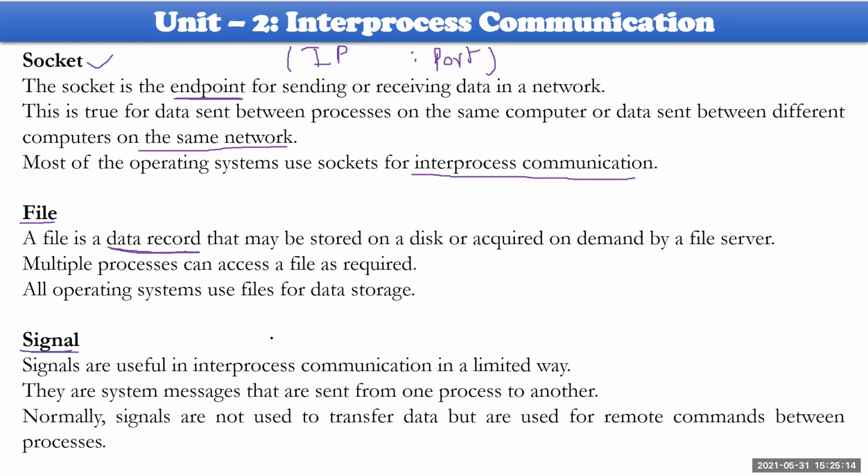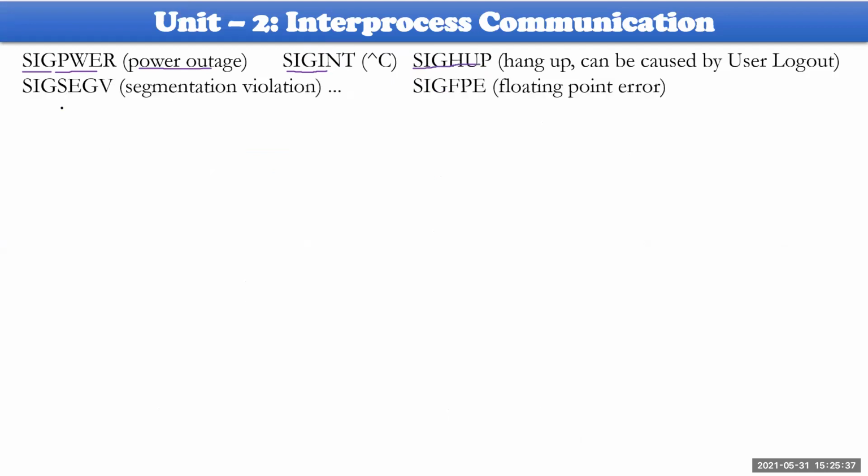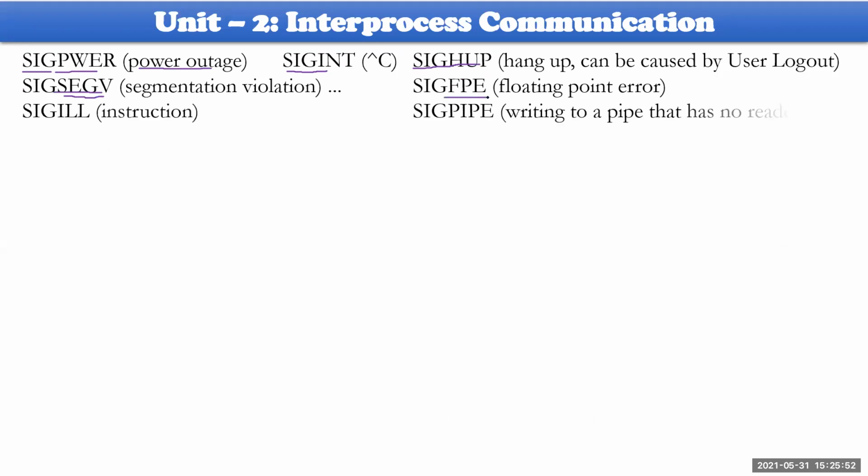These signals look like this. These are actually the outputs of commands. Look at this, these are the commands. Signals always start with SIG. SIGPWR: power is not available. SIGINT is interrupt, INT in the sense of interrupt. SIGHUP, hang up. Then SIGSEGV, segmentation violation, meaning the segment has not been read properly. SIGFPE, floating point error. I have given very few of them, not exactly more.